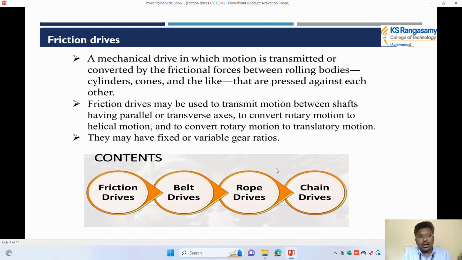The basic contents of friction drives are, first, the belt drive, then the rope drive and the chain drive. So we will discuss them one by one.